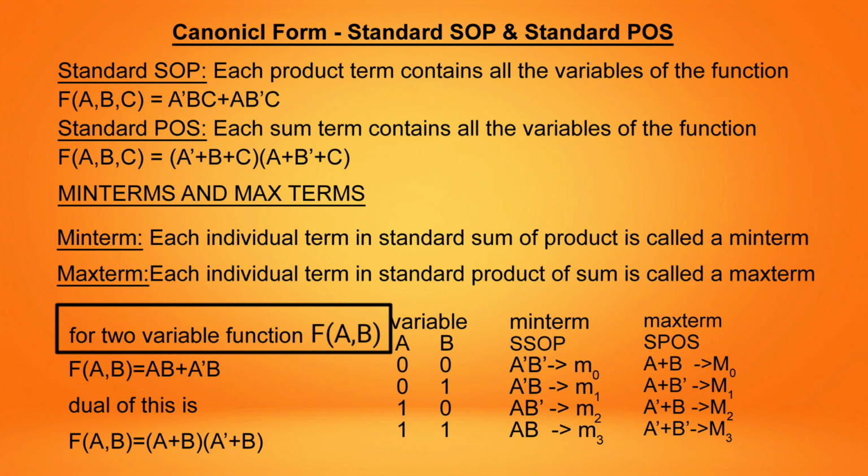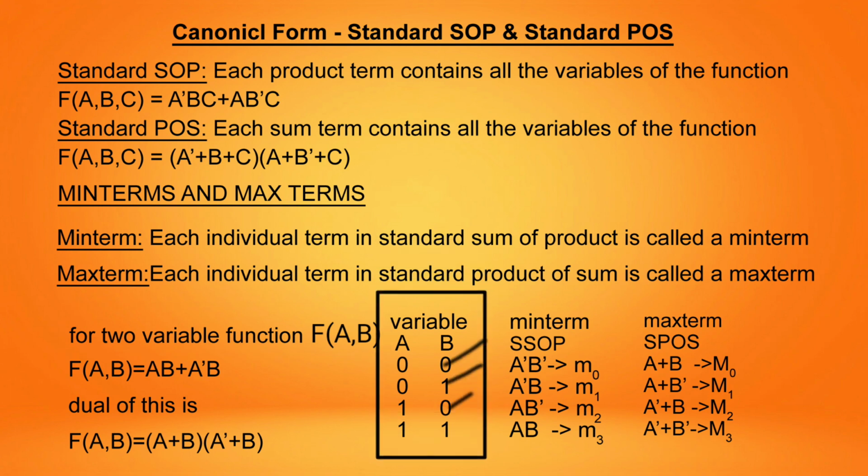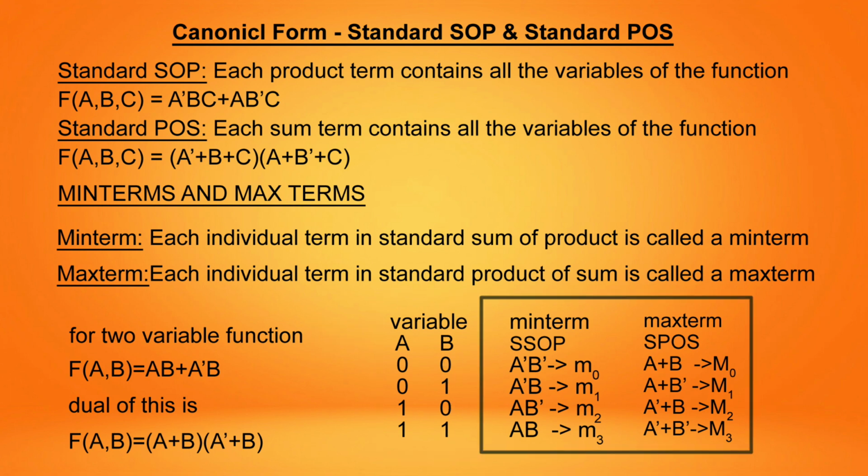For example, for a two-variable function f(a,b) with two variables a, b, the combinations are 0,0, 0,1, 1,0 and 1,1. These are the possible four combinations for a two-variable function. Now we will see how we are going to write minterms and maxterms.